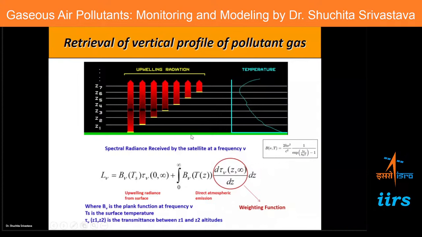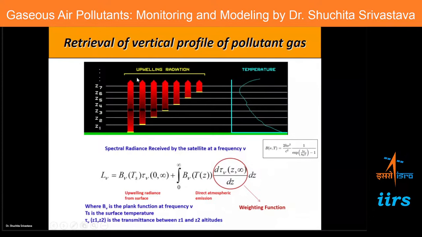Right. So our Earth surface as well as different layers of the atmosphere also emit radiation, and that radiation can be sensed by satellite. Our Earth surface will emit radiation. It will be absorbed by the overlying atmosphere and then it will be received by the satellite. Similarly, the layers present in the atmosphere will emit radiation, and that will be absorbed by the overlying atmosphere and then received by the satellite.